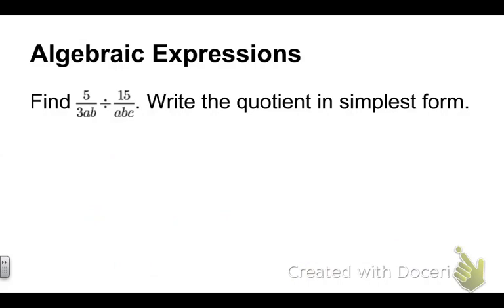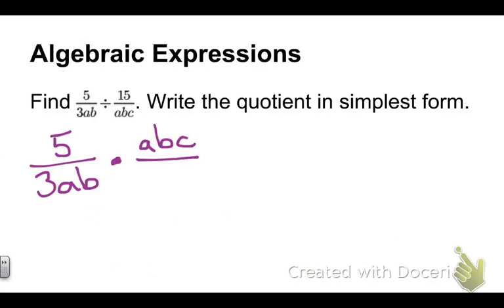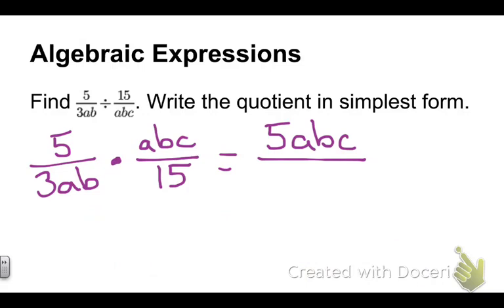So if we just write this out, it's going to be 5 over 3AB. Keep our first fraction. Change division to multiplication and do the reciprocal. So it's ABC over 15. All right, I want to multiply this. I want you to see what happens. So I'll just do it straight across here. 5 times ABC is just 5ABC all over. Now multiply your numbers. We've done this before. 3 times 15 is 45. And it's 45AB.